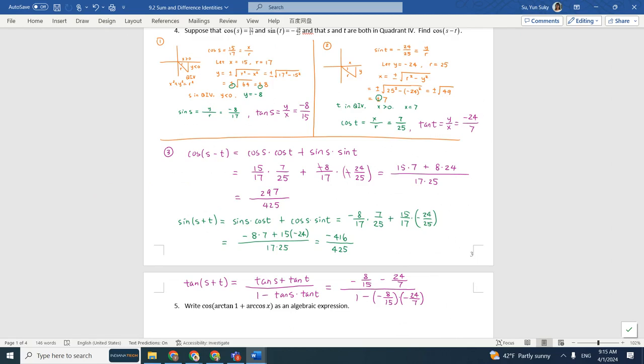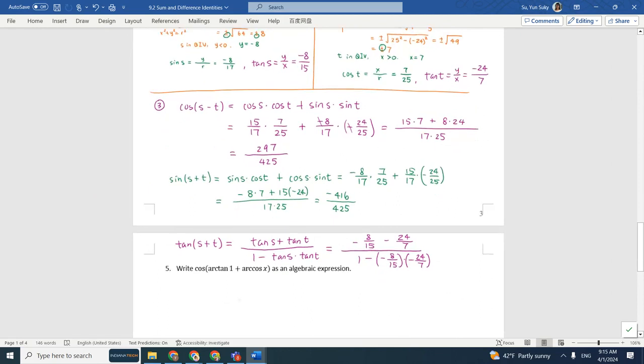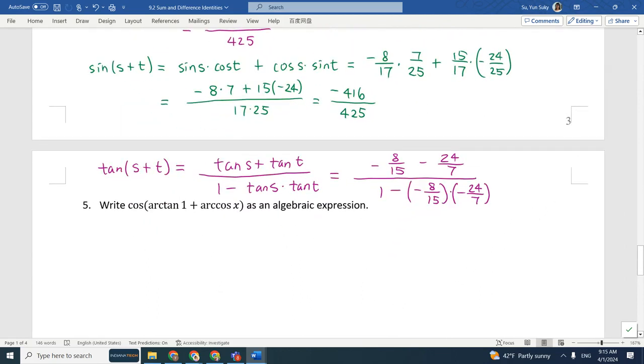Will your calculator give you a fraction if you type all this in? If your calculator can give you a fraction, then you can plug all of these in. Otherwise, you need to calculate it. And how do you calculate it?